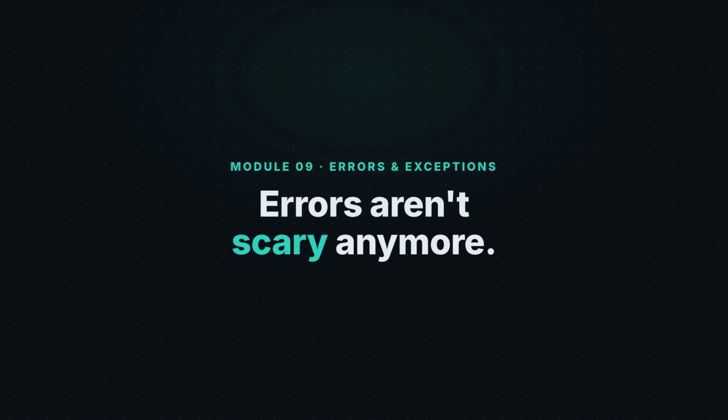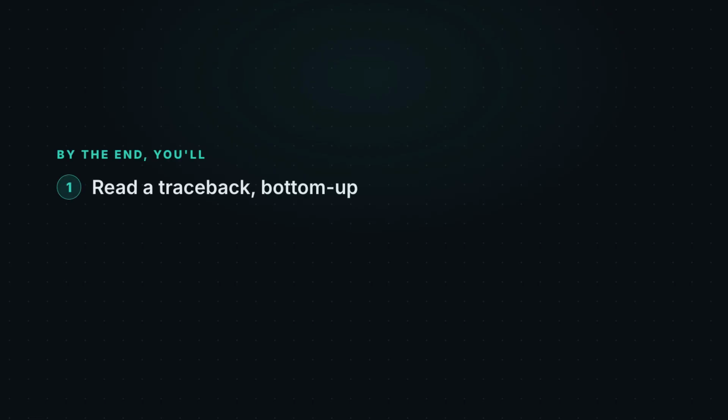Module 9. An error in Python is called an exception. And it comes with a traceback, a little map of what went wrong and where. Learn to read that map, and errors stop being walls. They become directions. Three things.